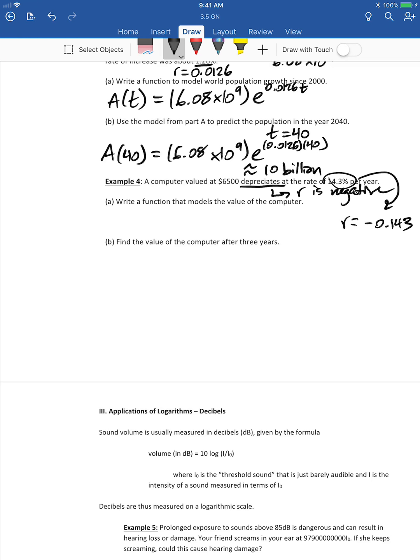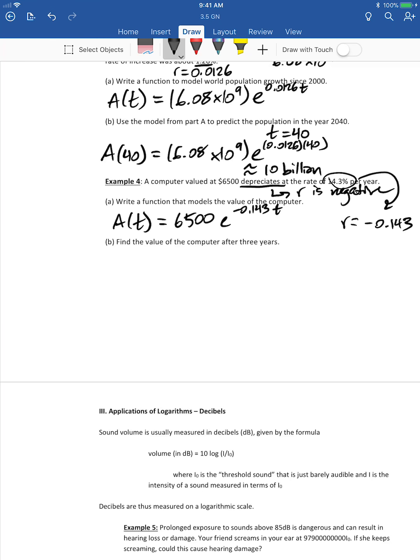Write a function that models the value of the computer. Same formula, A of t. And before you ask me, and I know some of you will still ask me in class, yes, you need to memorize this formula. It's basically one formula for exponential growth, decay, and compounding interest. Please, this is very important. So A of t equals my starting value, 6,500, times e to the negative 0.143 t. That's all there is for part a.